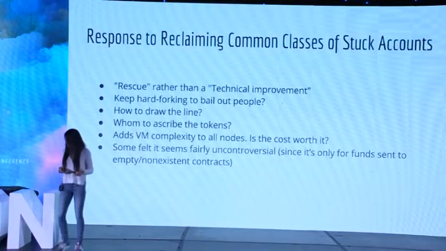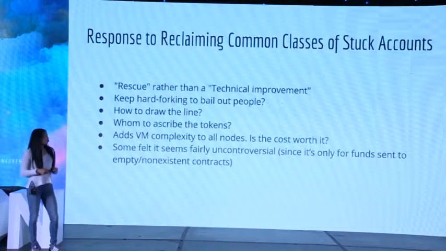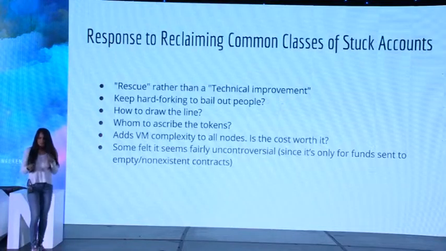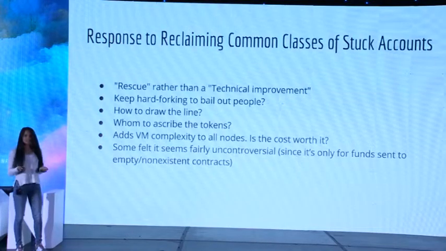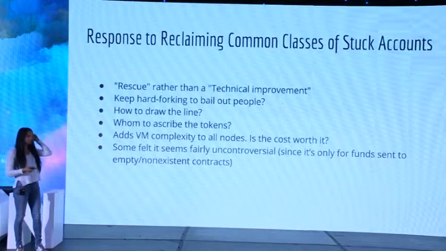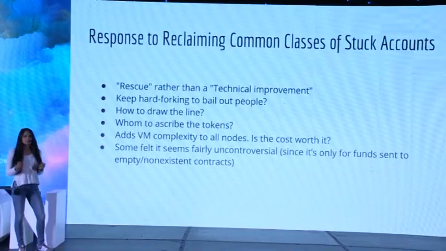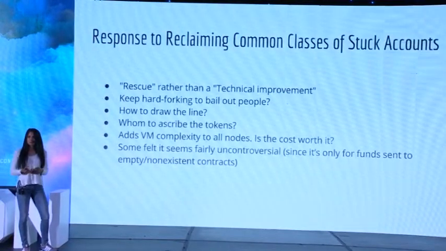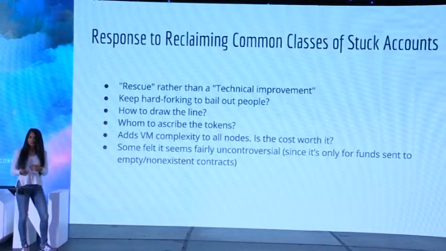And the responses to this were, even Vitalik, when he made the proposal, said this is a rescue and it's not a technical improvement. And he made that admission very upfront. And so that's one thing. Two, a lot of people were like, are we going to keep hard forking to bail people out? Why can't we learn from our mistakes in the past?